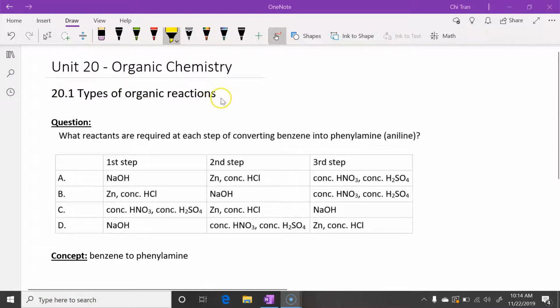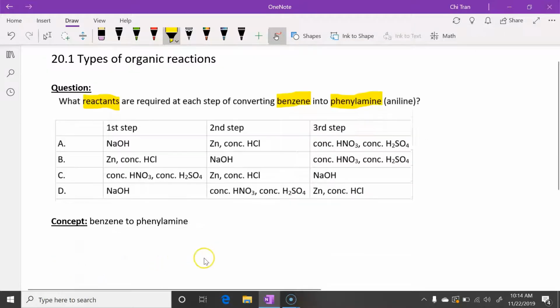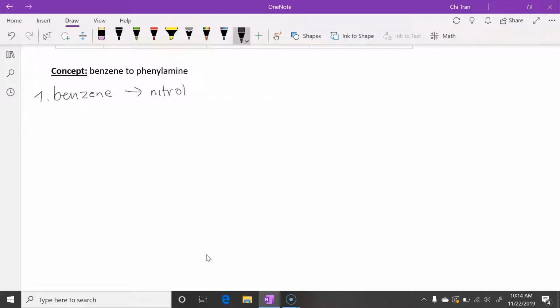This video is about types of organic reactions. So the keyword in the question is the reactants of the process of converting benzene into phenylamine. And the concept is benzene to phenylamine. So the first step is to convert benzene into nitrobenzene.